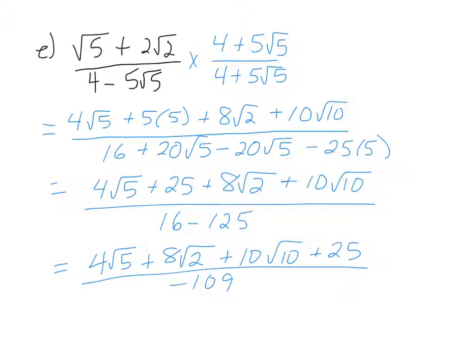Wait, how did you get 25 off the top? 25 was the 5 times 5 root 5. So 1 times 5 is 5, and then root 5 times 5 root 5, 5 times 5 is 25.